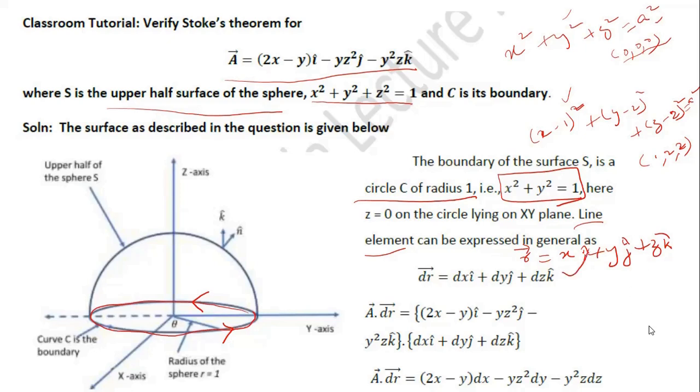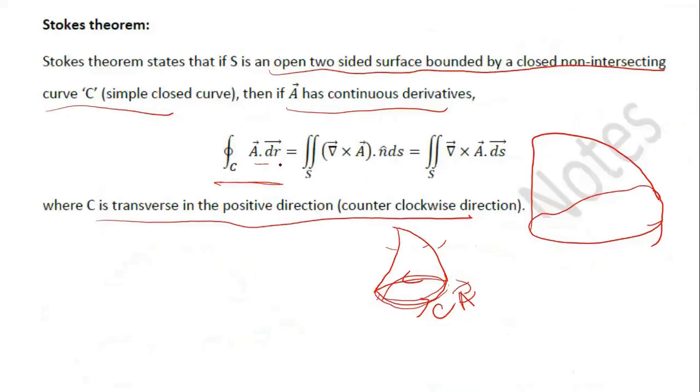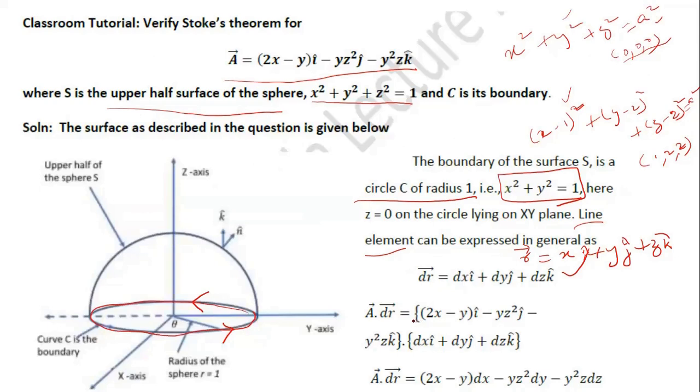Then you can take A dot dr, because here we have to perform A dot dr and integrate over the closed curve. You have your A vector here, and take a dot product with your dr. So i dot i is 1, j dot j is 1, k dot k is 1. If you follow the vector notation that i, j, and k are orthogonal unit vectors, then this is what you arrive at.